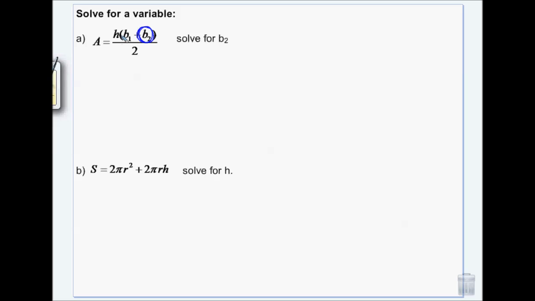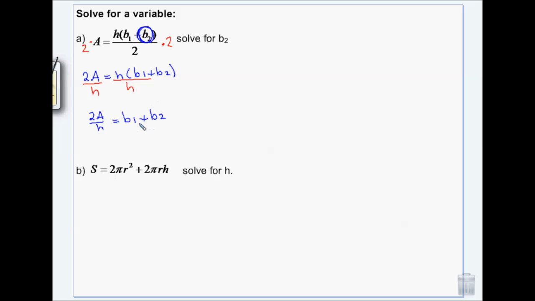So we've got h times b1 plus b2 divided by 2. Okay, this divided by 2 can be the first thing we get rid of. So if they've divided by 2, we're going to multiply by 2. So it gives me 2a is equal to h times b1 plus b2. Now, I've got h times b1 plus b2, so to get rid of that h, I can divide both sides by h. Because it's being multiplied, so to get rid of it, we're going to divide. So that gives me 2a over h is equal to b1 plus b2.